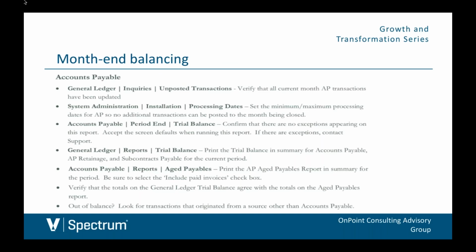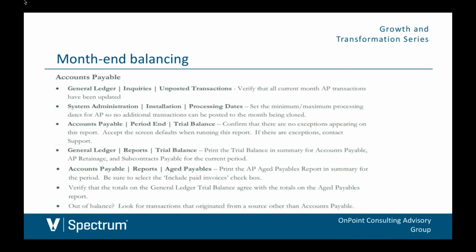So now we're going to look at each module and what should be done for the month-end balancing. In accounts payable, go into that inquiry that we looked at previously, general ledger, inquiries, unposted transactions, and you want to verify that everything for AP up through the month that you're closing has been posted. Again, that's one thing you're going to see repeated on each one of the different modules that I'm going through, but you can do it all at one time.